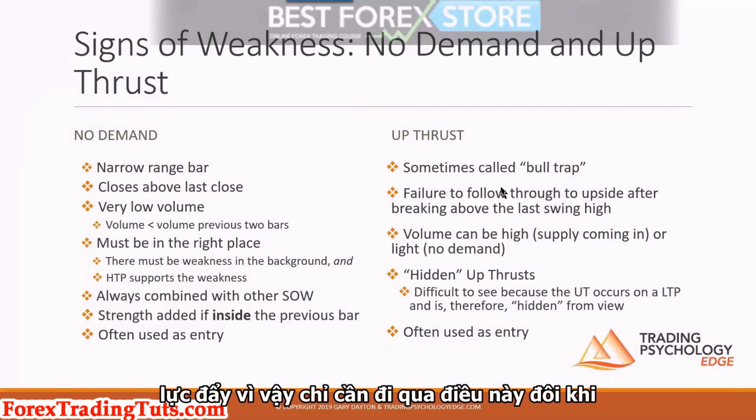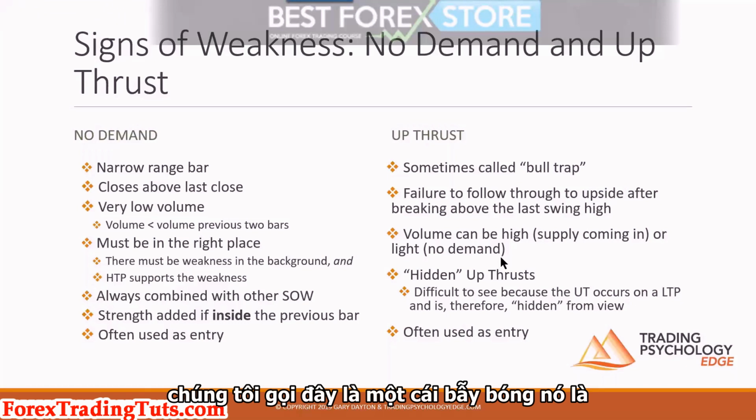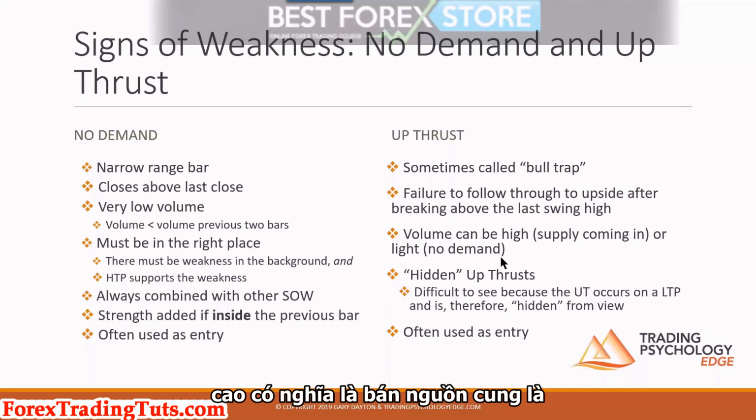Upthrust, I'll just go through this. Sometimes we call these a bull trap. It's the reverse of the spring. It's a failure to follow through to the upside after we've broken above the last swing high. And volume on an upthrust can either be high, which means that supply, selling, is coming in, or it can be light, meaning that there's no demand up here. Buyers are not following prices at these highs.